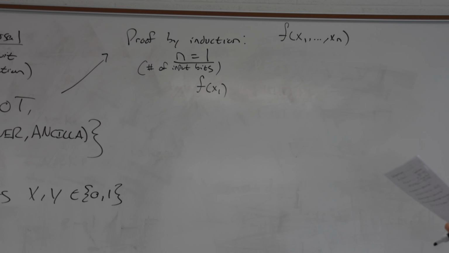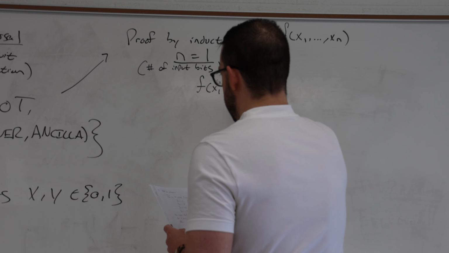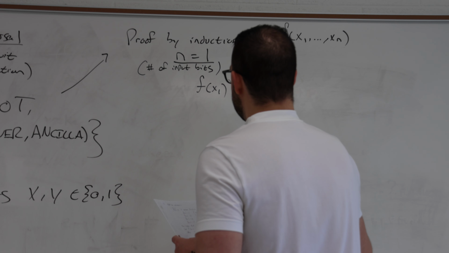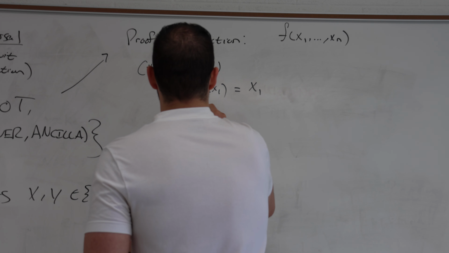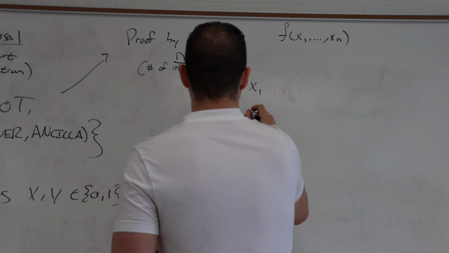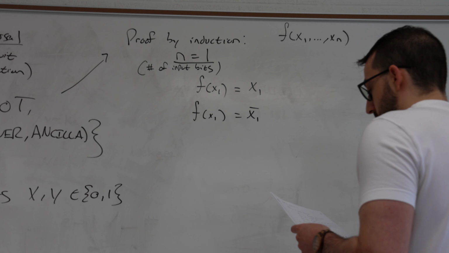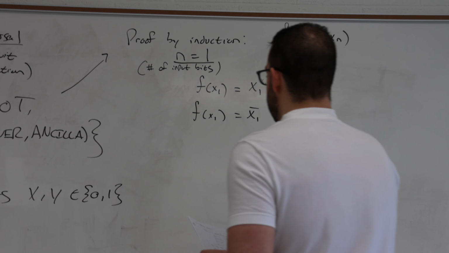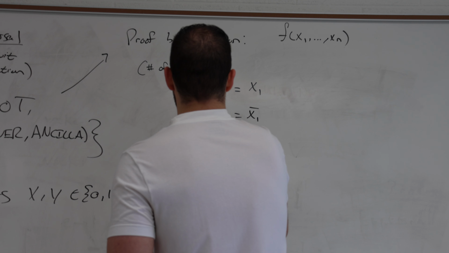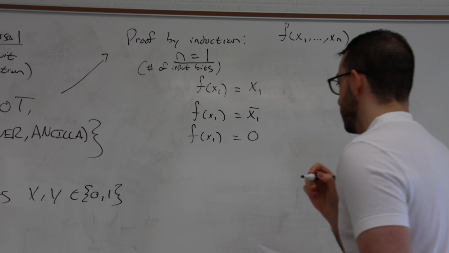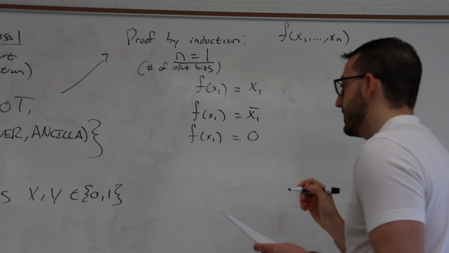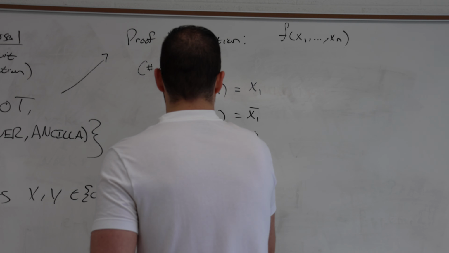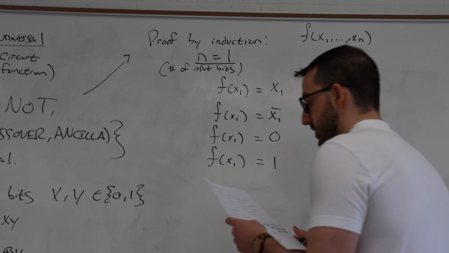Okay? There are four possible such functions. The first one is f of x1 being equal to x1 itself. The second one is f of x1 being equal to its inverse, so the not of x1. The third one is f of x1 always being equal to 0. And the last one is f of x1 always being equal to 1.